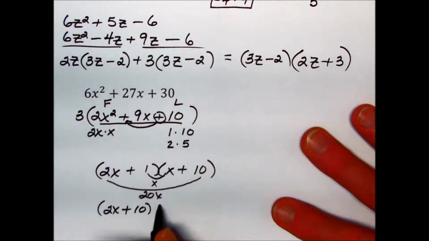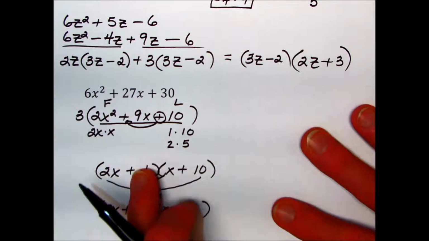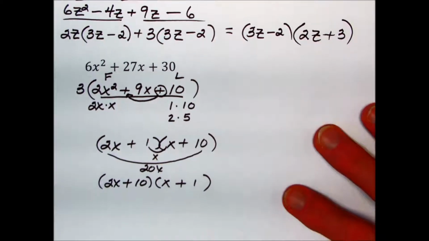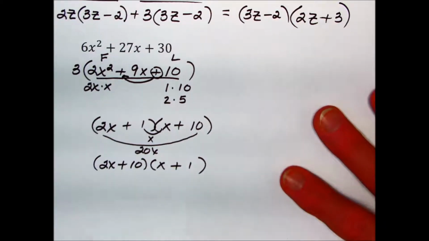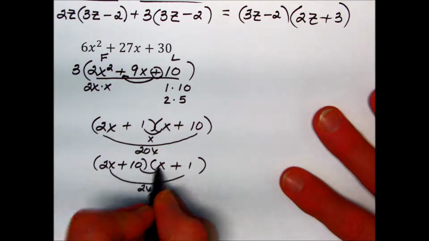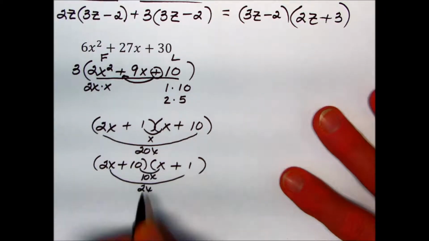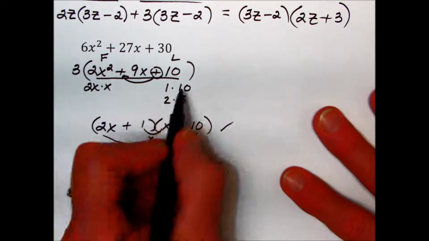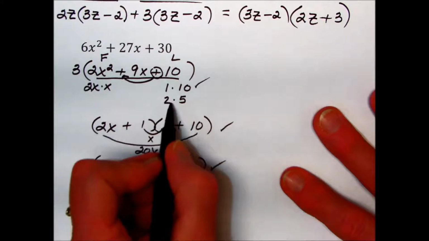I'm going to put the 10 first and the 1 second, always leaving my first terms in each binomial the same. Switching the second term will give us all the possible combinations. Let me slide this up a little bit. Check your outside. We have a 2x. Check the inside is a 10x. That adds up to be a 12x. It's not the case. So 1 and 10 don't work.